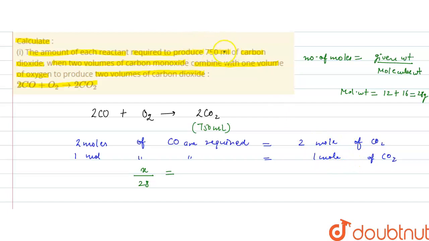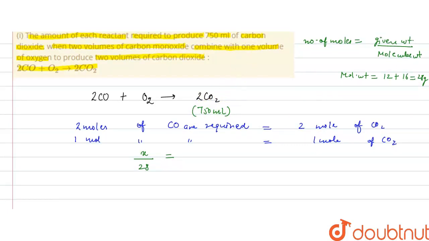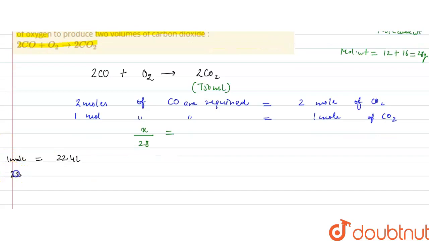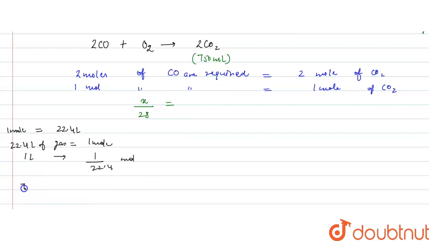Now we are given the volume of carbon dioxide that is required to produce, which is 750 ml. Now we know that at STP conditions, 1 mole of gas occupies 22.4 liters, or we can say 22.4 liters of gas is equal to 1 mole. So if we apply this for 1 liter of gas, it would be 1 by 22.4 moles, and we have 750 ml. So 750 ml of the gas will be equal to how many moles? 750 divided by 22.4 liters.